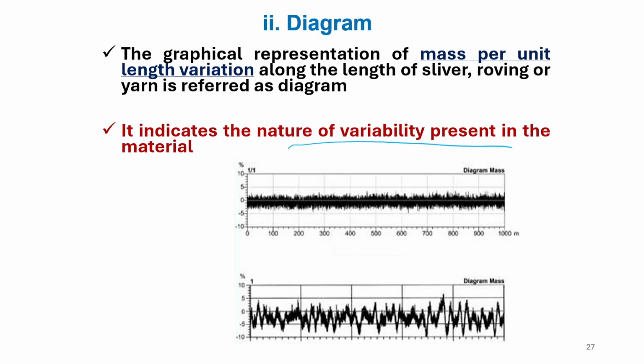So, how the material is actually varying in its mass per unit length. If we see these two curves, here the mass per unit length variation is less, okay, and here it is wide variation. So, from this we can get some overall idea of mass per unit length.